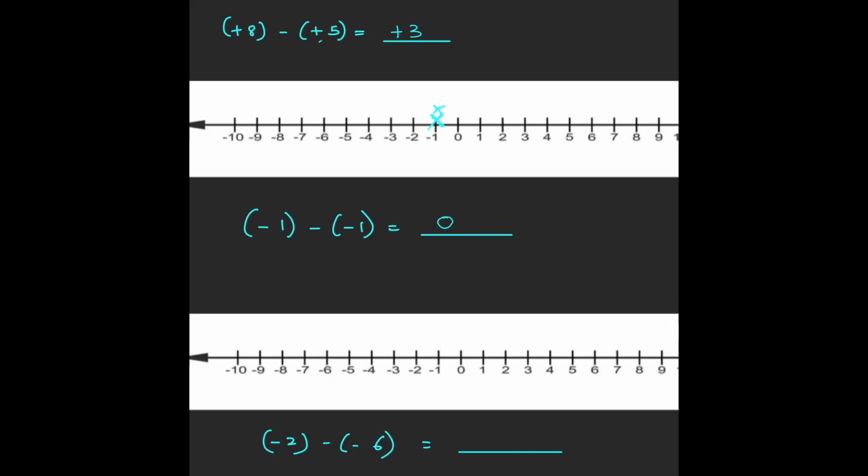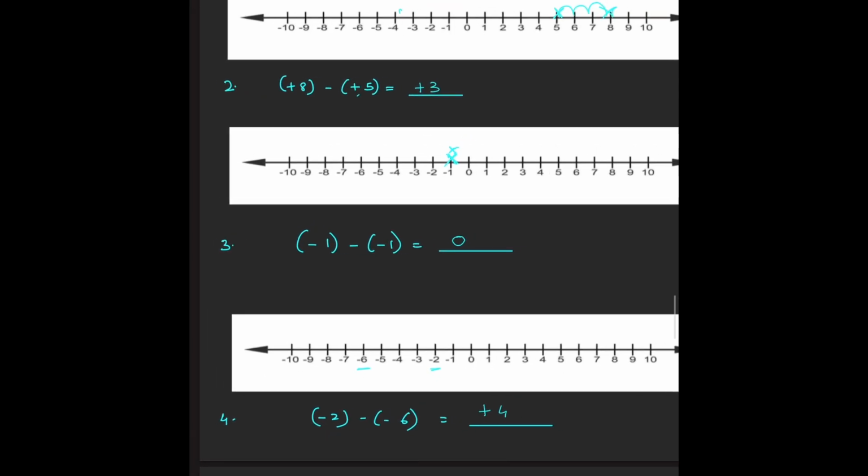Last one is negative 2 and negative 6. Okay, whereas negative 2 is here and negative 6 is here. From negative 6 we start. This is from where we start jumping to the other marked number. From negative 6. 1, 2, 3, 4 steps. 4 steps to the right. So it is positive 4.